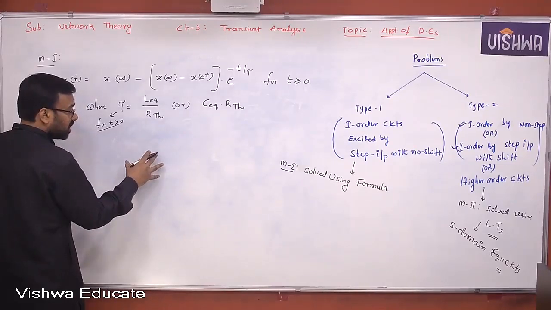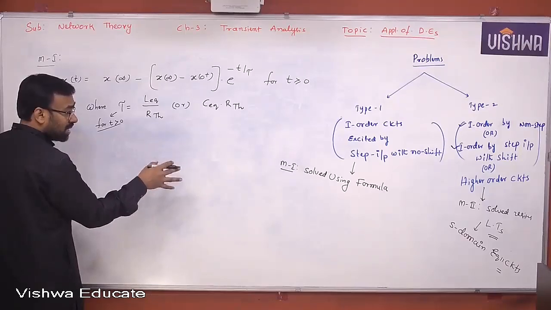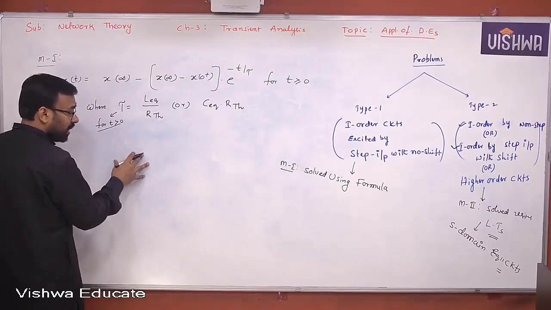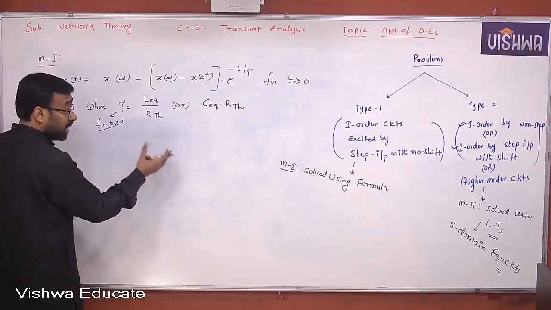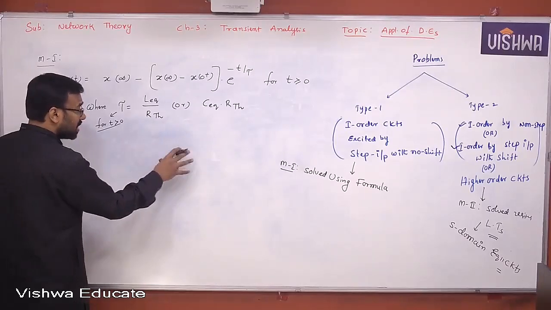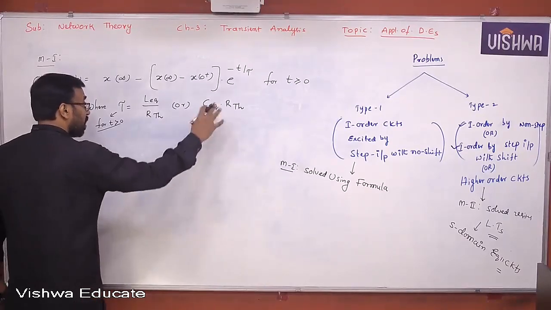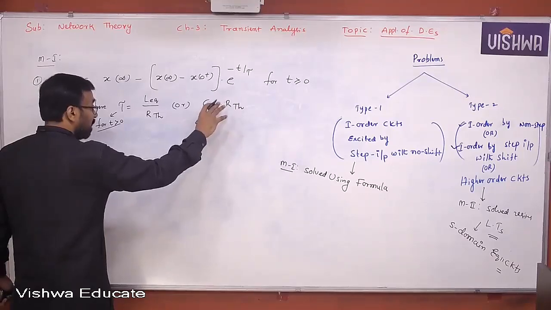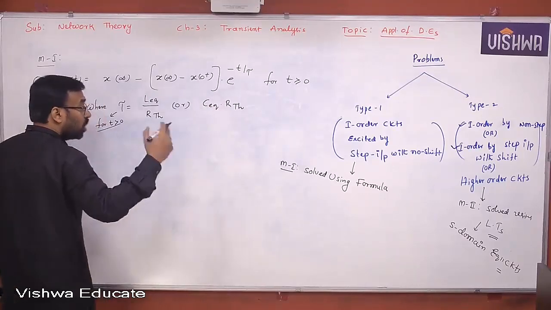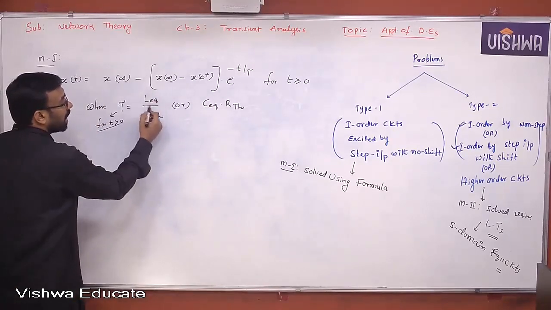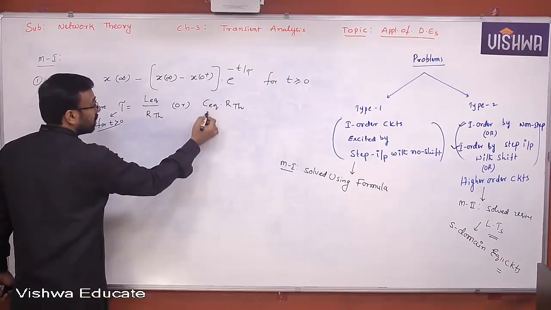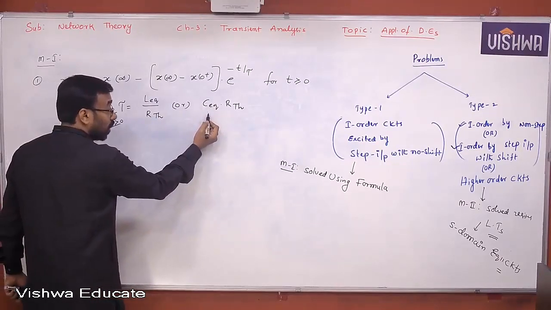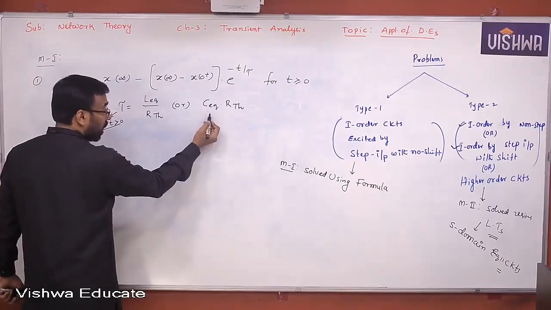See, what is the first order circuit? Either it is RL circuit or RC circuit. RL circuit means it may have any number of resistors and it may have any number of inductors also. RC circuit means it may have any number of resistors and it may have any number of capacitors. When you have more than one inductor, you are supposed to calculate L equivalent. When you have more than one capacitor, you are supposed to calculate C equivalent. Yes or no, all of you?